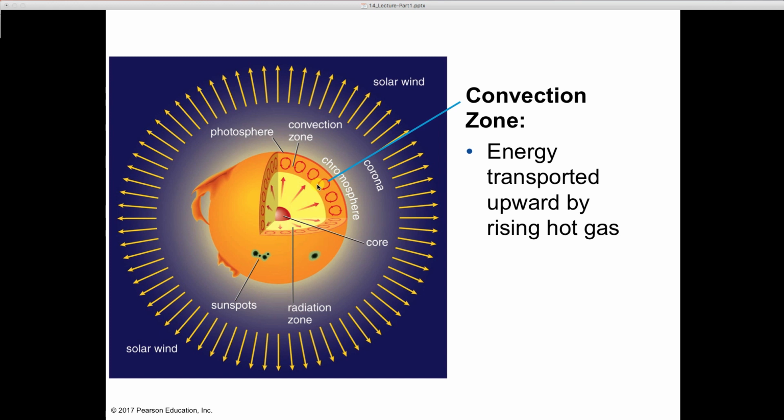So the convection zone is where energy is transported by convection, where gases are rising up and then falling back down. The falling back down gases pick up more energy, then they rise back up again. So it's a continuous process.